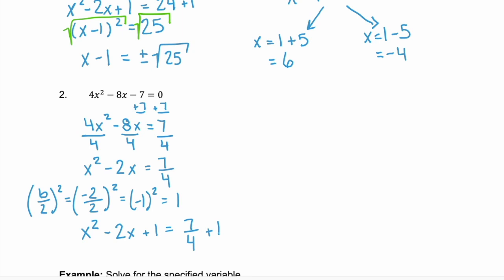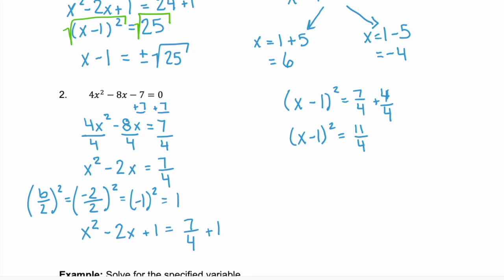We can factor the left-hand side because it's a perfect square trinomial. It's x minus 1 squared, and that equals 7/4 plus 1. Well, let's rewrite that 1 with a common denominator to the 7/4 so we can combine it. So that 1 would be the same as 4 over 4, or this is x minus 1 squared equals 11/4.